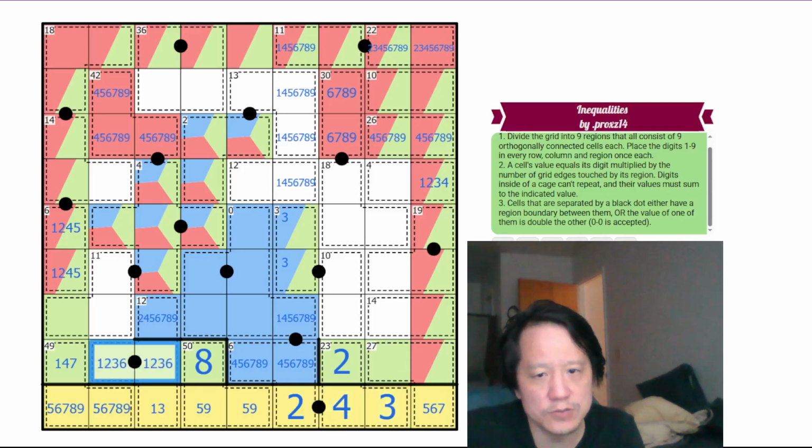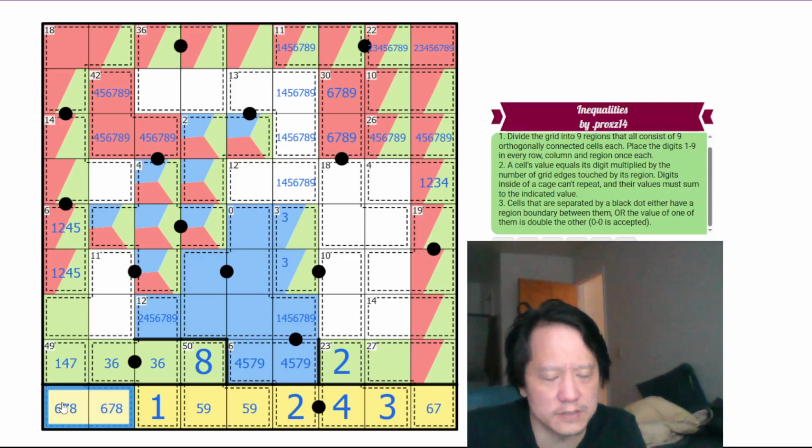That means no 2 here, so no 1, 2. It's 3, 6 as a pair. That makes this 1. No 5, 9 here. No 6 or 8 here. No 5 here. It's 6 or 7. This is 8 here.